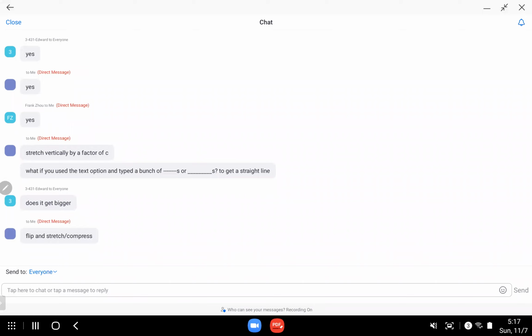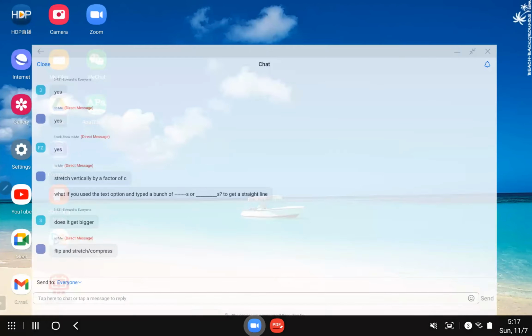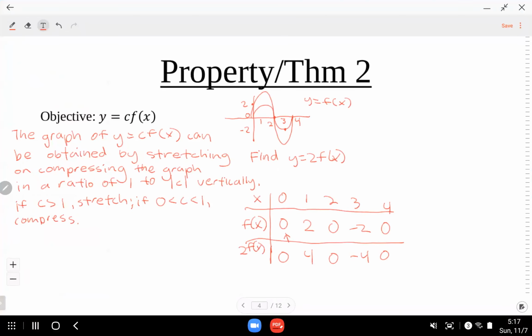Okay. So you flip and stretch or compress. You flip it, right? You reflect it over the x-axis. So if you had negative 2 times f of x, then you'd get something like this, right? You reflected the points with respect to the x-axis, okay?